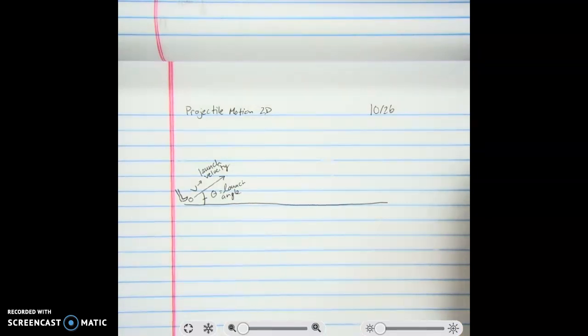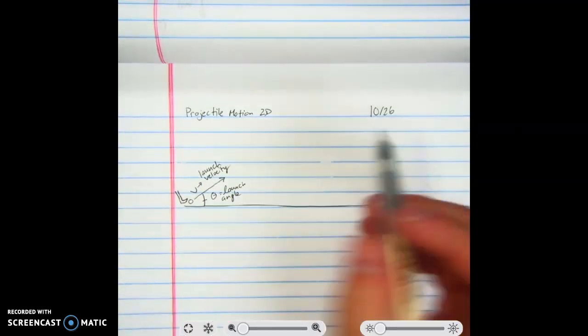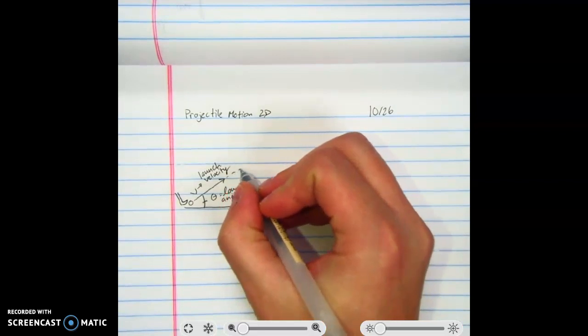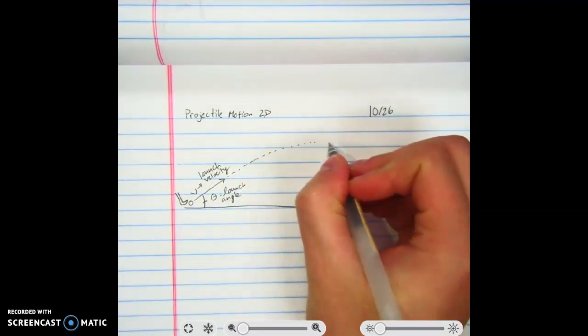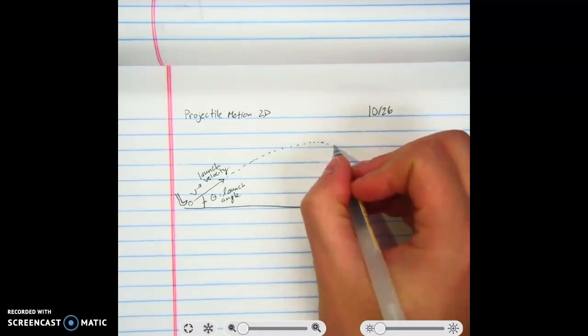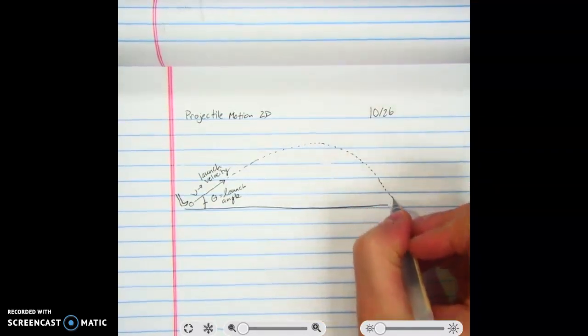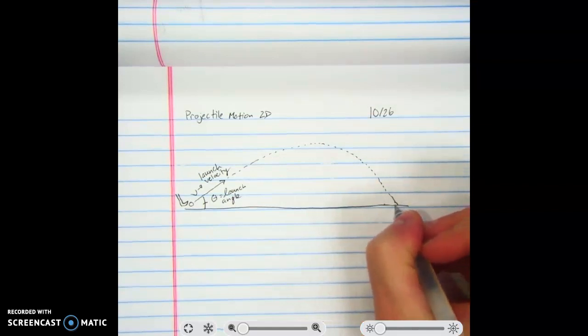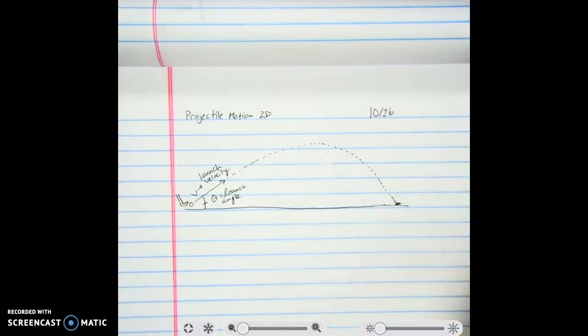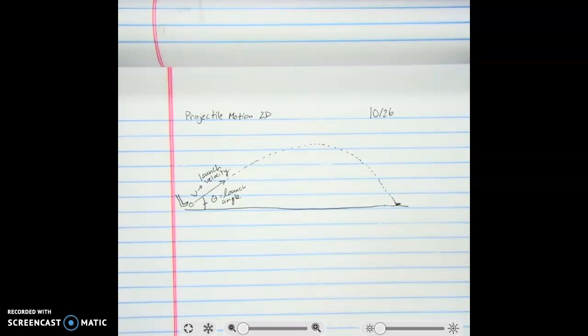Well, if we're doing a culmination of everything, there might be some things that look familiar, and I'll point those out as we go throughout this. But let's think about this. This ball is going to go up in the air, reach some highest point, and then begin its way back down, and lands over here.